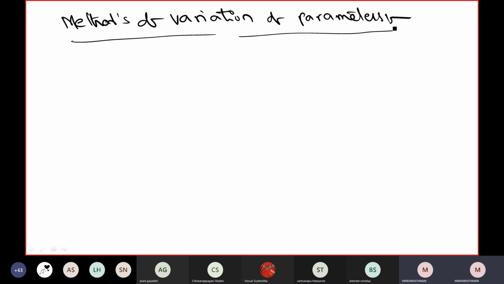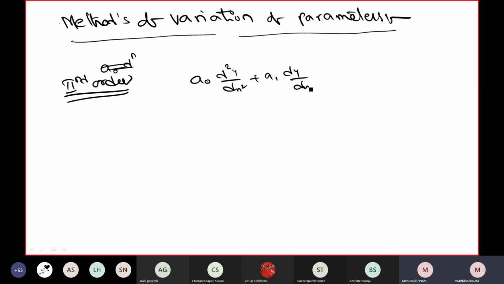Means that the given differential equation is in the form of a naught d power n y by dx power n. We don't need all of that, let us consider second order. In that case a naught d square y by dx square plus a1 dy by dx plus a2 y equal to q of x. Let us see how the method of variation of parameters works for this second order.